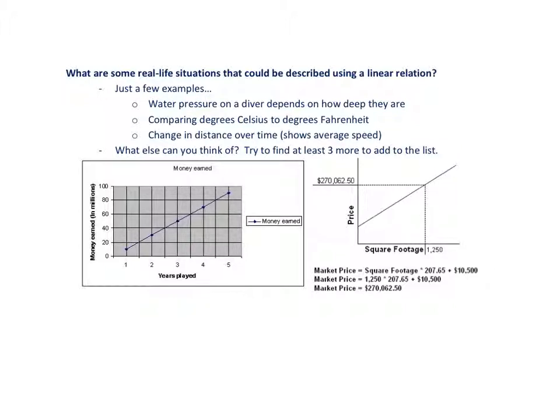In the graphs in this example, we have years played versus money earned in millions of dollars, probably for some professional sports players. And also, the square footage of a house affects the market price that it would sell for. There are many other examples. Try to think of at least 3 more that you could add to this list.